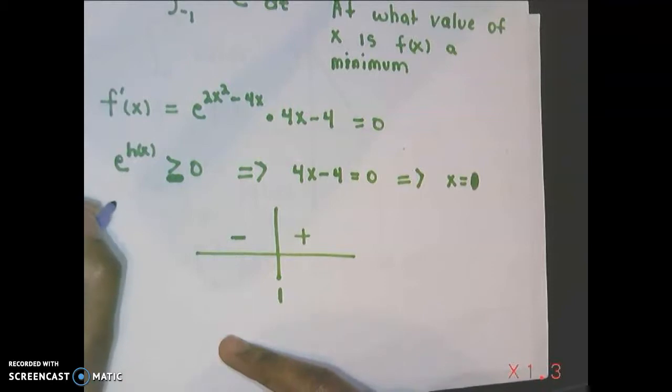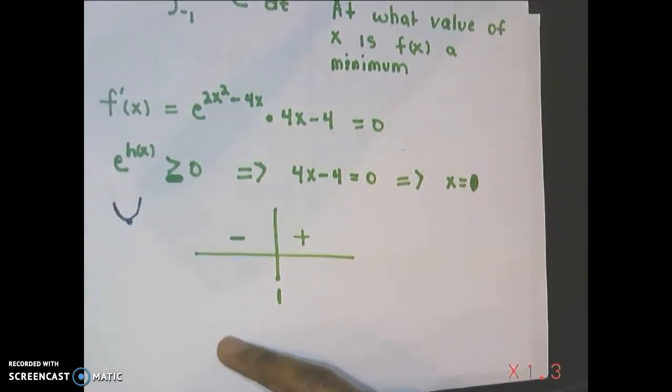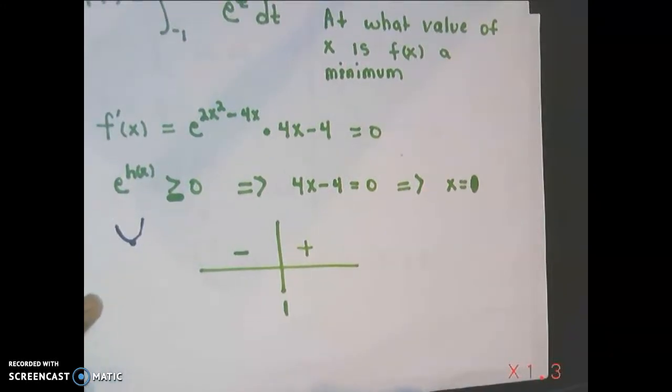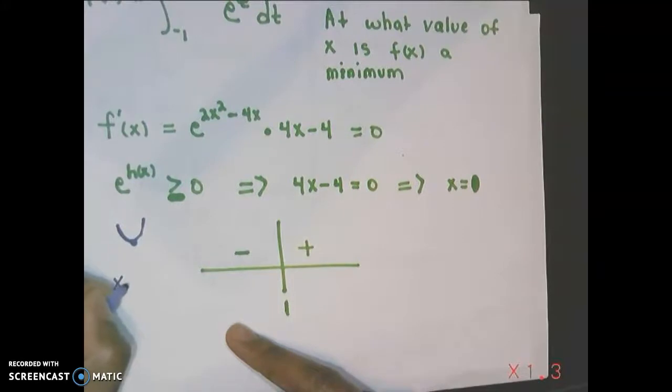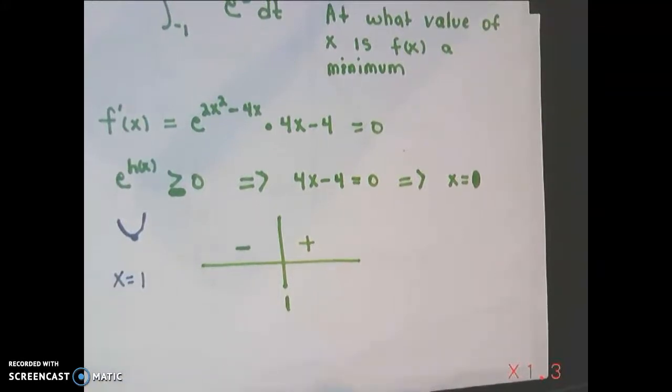I decrease, then I increase, so at 1, I have a minimum. So that's going to be the answer to the question. What is the x value? The x value is equal to 1. So again, my x is equal to 1. That answers the question.